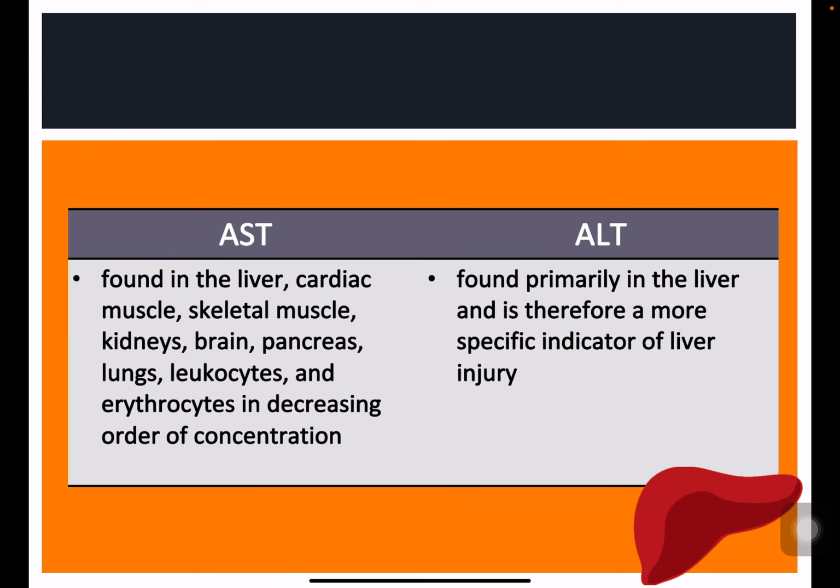So AST is found in the liver, cardiac muscle, skeletal muscle, kidneys, brain, pancreas, lungs, leukocytes, and erythrocytes in decreasing order of concentration. So it is non-specific in the liver, while your ALT is found primarily in the liver and is therefore a more specific indicator of liver injury. So just remember ALT has letter L, so it's found primarily in the liver.